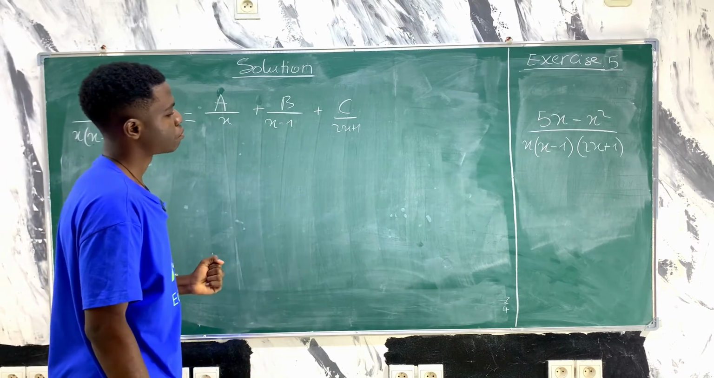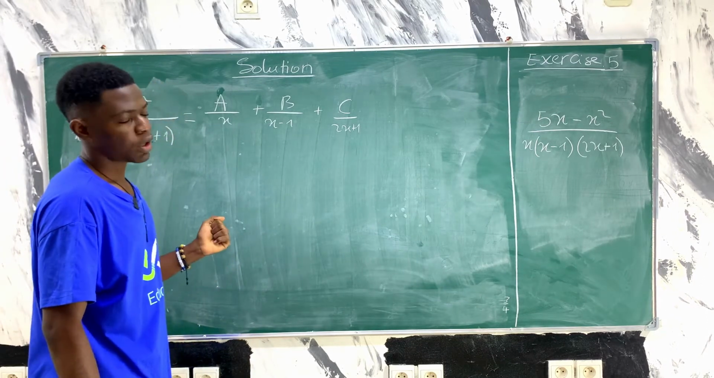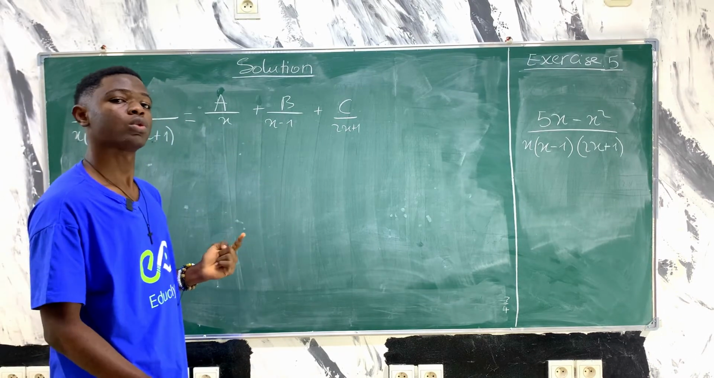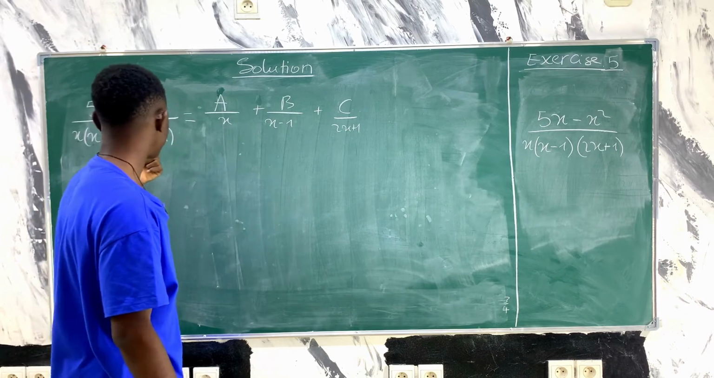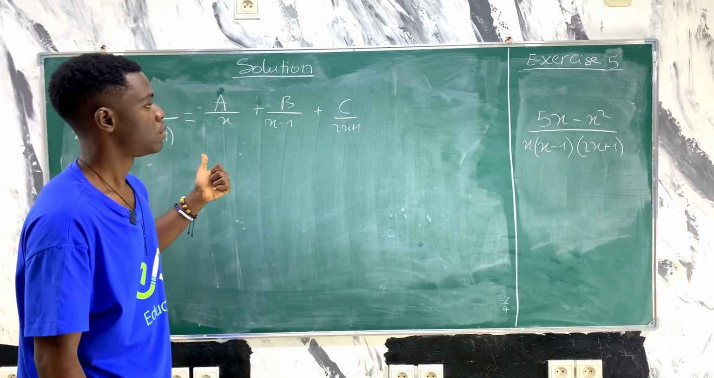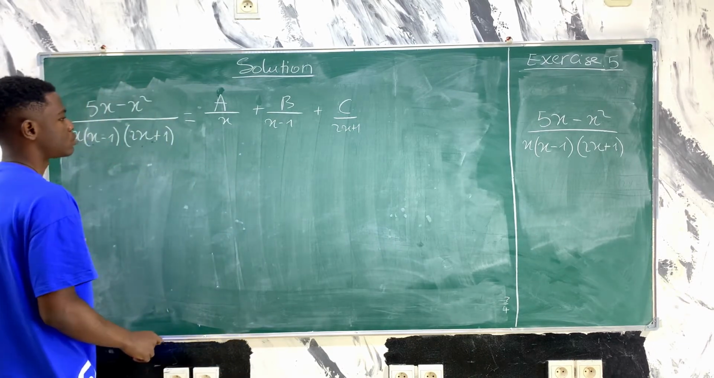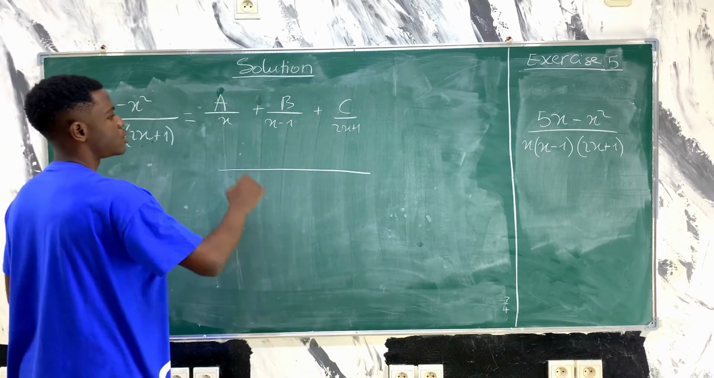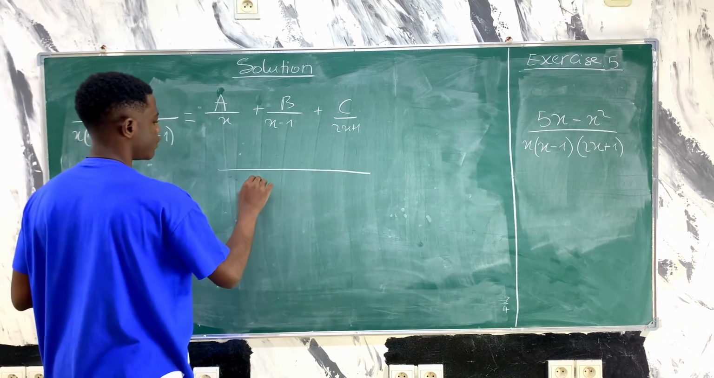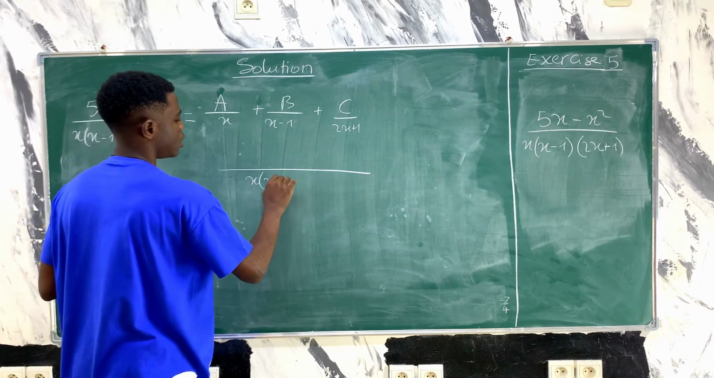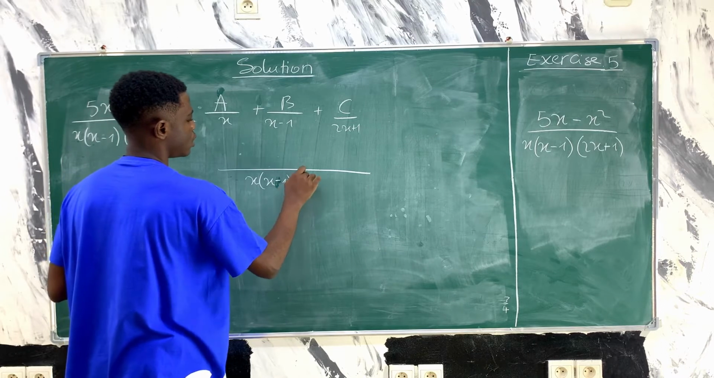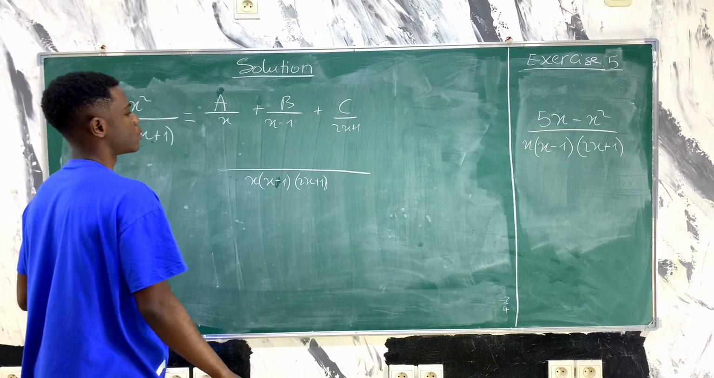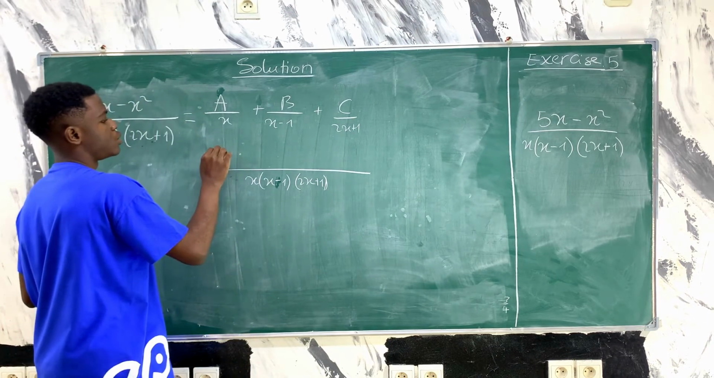You can actually solve with the cover-up method. But I'm not going to solve with the cover-up method. If you use the cover-up method, you see the answers directly. So try and solve with the cover-up method and compare answers with what I'm going to have here. What I'll do naturally is find the LCM. The LCM here is just going to be the product of the 3: x into x minus 1 into 2x plus 1.